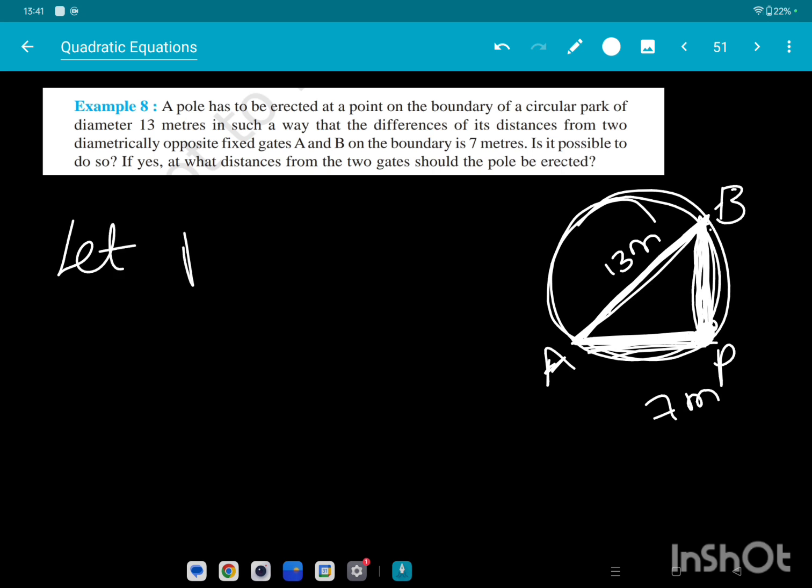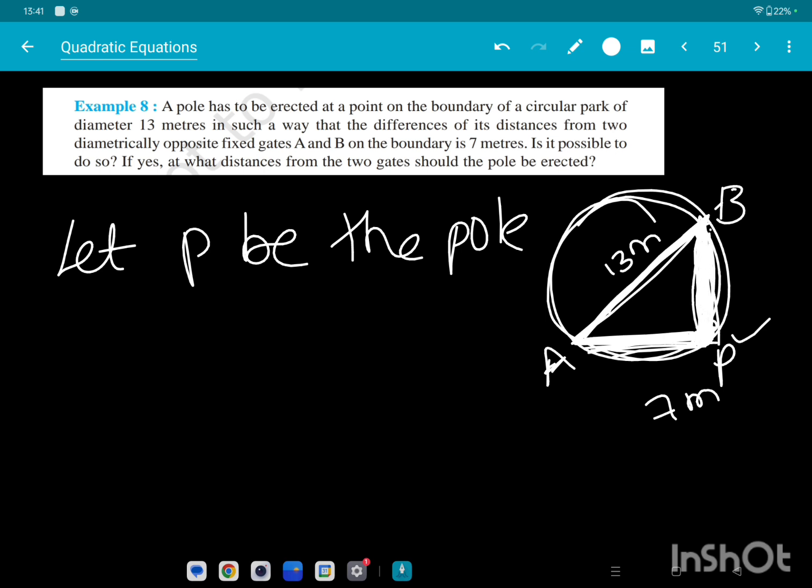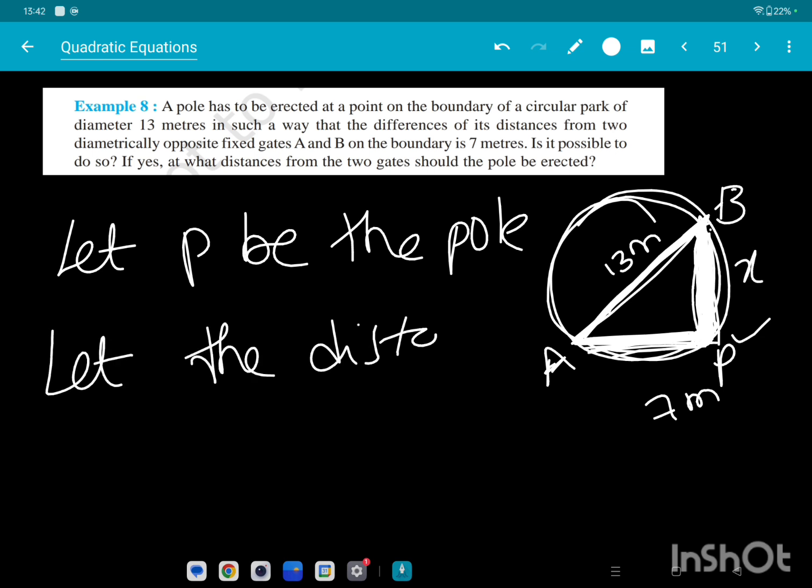Let P be the required pole. Okay, this is the pole, and let this distance, the distance between B and P, be x.